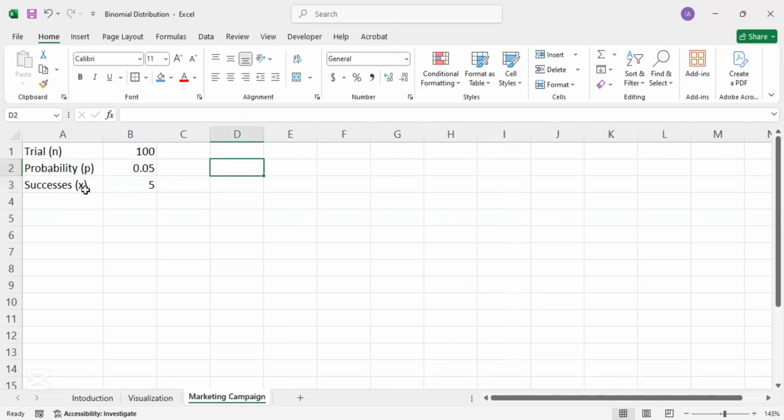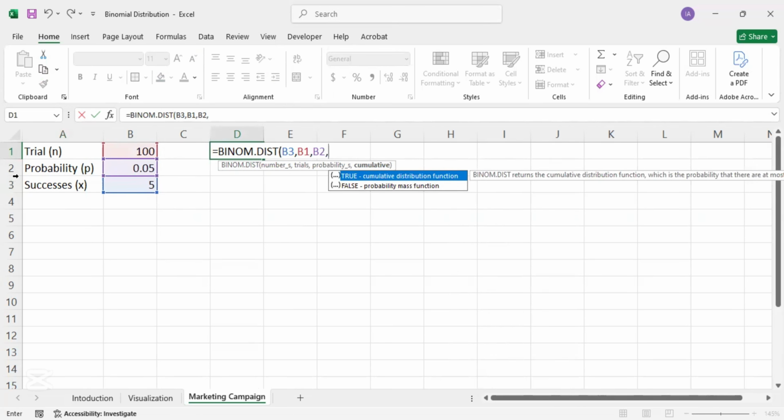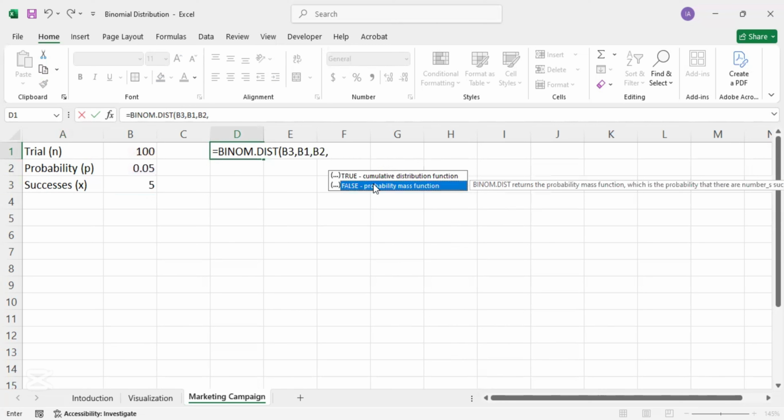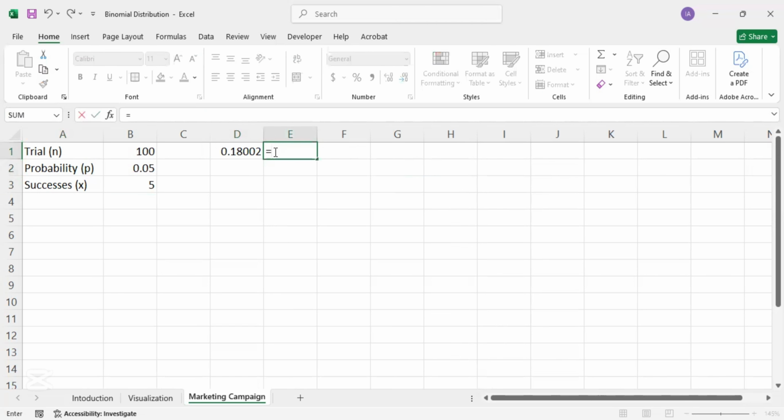To calculate this, we will say equals BINOM.DIST, open parentheses. Our number of successes is 5, which is in B3. Comma, our number of trials is 100, our probability is 0.05, comma. Then we want to return the exact probability for 5 successes, so we are taking FALSE. Close the parentheses and hit enter. We get this probability. Let me make this into a percentage. Our interpretation is that there is an 18% chance of getting exactly 5 sales.